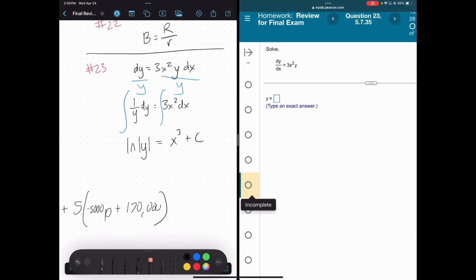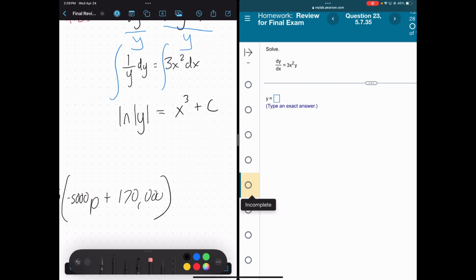There we go. What's my final step here? Notice this one doesn't come with an initial value, so I don't have to worry about solving for c at all. There's no solving for c in this problem. So what's my final step? Solve for y. How? Y is inside of this natural log. How do I get rid of that natural log? I use an e function.